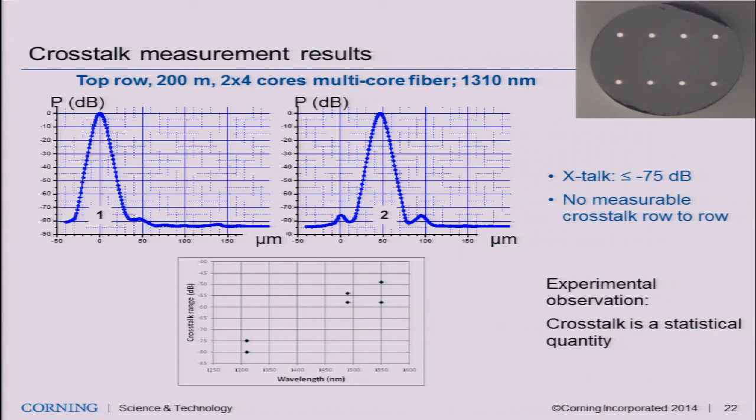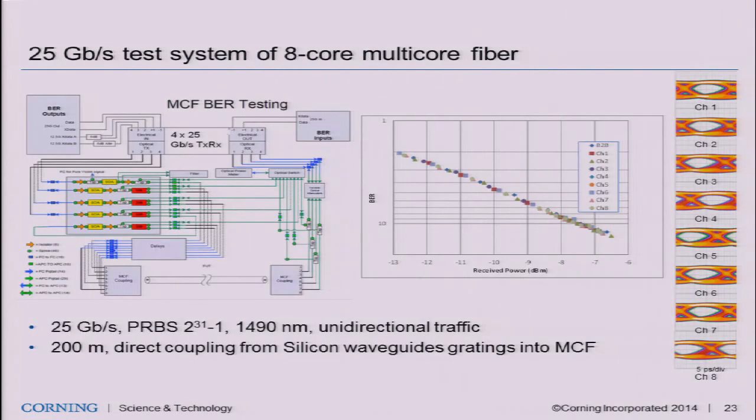And this is a crosstalk measurement on the 2x4 fiber. The crosstalk basically is very low. Of course it depends on the wavelengths, but they're all below minus 45 dB. And we did a transmission experiment using this 8-core fiber. Because the distance is very short, 200 meters, basically you don't see any penalty there. If you look at the eye diagrams, they're wide open.